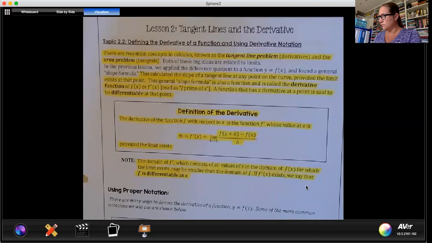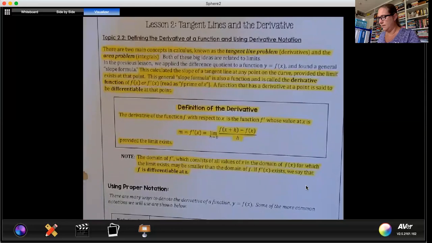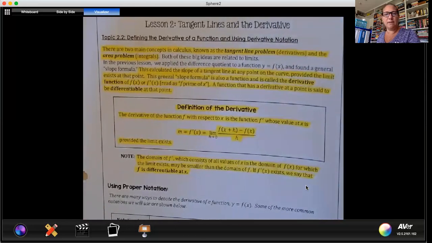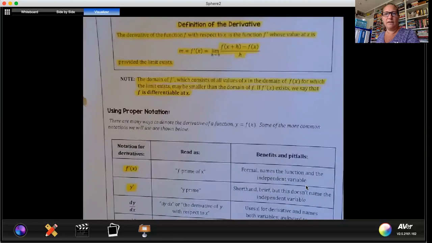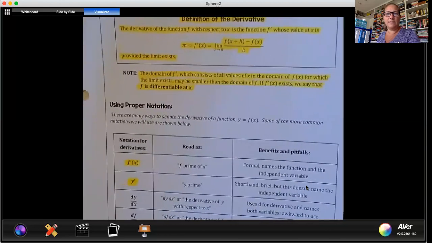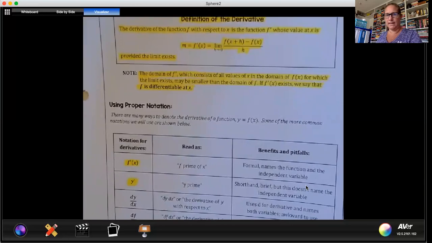The definition of the derivative of the function f with respect to x is the function f prime, whose value at x is the slope. f prime of x equals the limit as h approaches 0 of f of x plus h minus f of x over h, provided that the limit exists. Note the domain of f prime, which consists of all values of x in the domain of f for which the limit exists, may be smaller than the domain of f. If f prime of x exists, we say that f is differentiable at x.